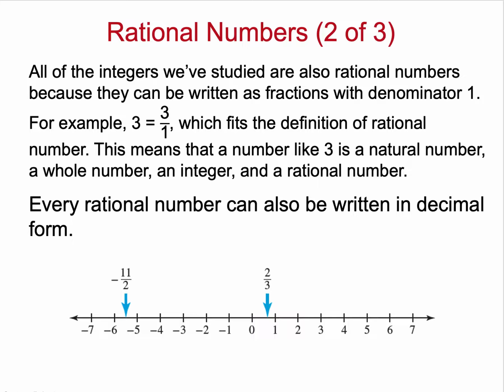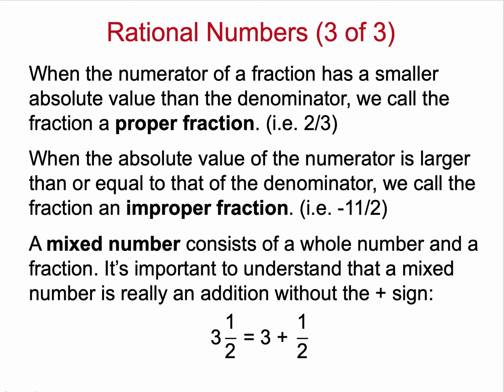So every rational number can also be written as a decimal because it's going to represent a value between two numbers. When the numerator is a smaller number than the denominator, we call that a proper fraction. So 2 divided by 3. An improper fraction, however, is when the absolute value of the numerator is larger than that of the denominator. This is kind of a math no-no. We don't want to have those as our final answers.